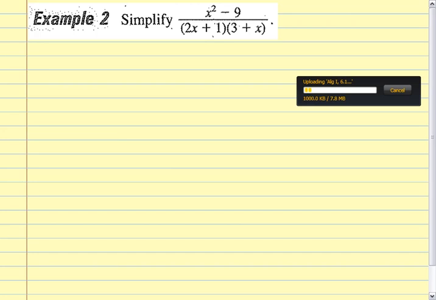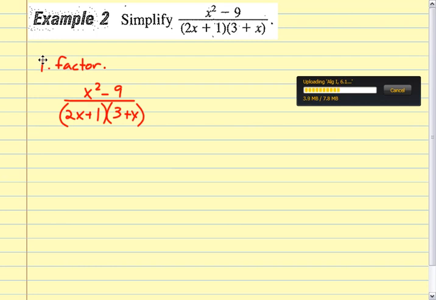Okay, example number 2. It says simplify, meaning they just want us to reduce it. What was step 1? What did we do in that last one? Factor. All right, let's factor. Step number 1, factor. We start off with x squared minus 9 over 2x plus 1 times 3 plus x, right? Okay. Is there anything on the top that I can factor?